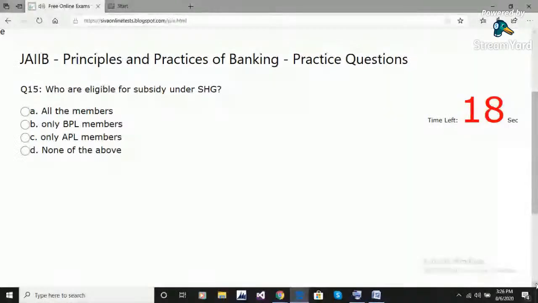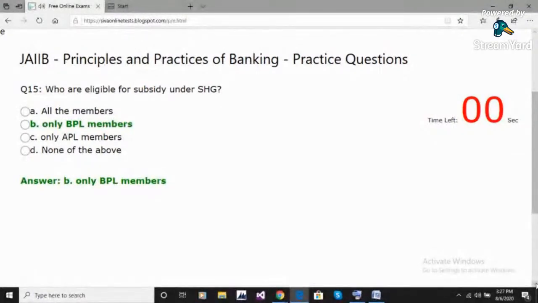Question 15. Who are eligible for subsidy under SHG? Option A. All the members. Option B. Only BPL members. Option C. Only APL members. Option D. None of the above. Answer B. Only BPL members.